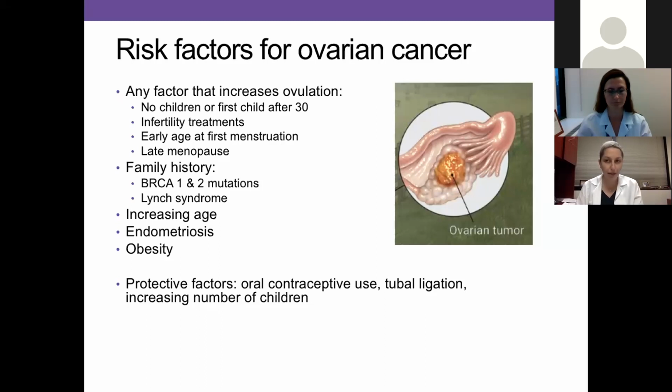There are certain genetic mutations such as a BRCA1 or 2 mutation, which you may have heard of in the news. I know Angelina Jolie brought BRCA mutations very much into the public eye a few years ago. Increasing age, endometriosis, and obesity are also risk factors for ovarian cancer. There are a few protective factors, such as using oral contraceptive pills, having your tubes tied, and increasing the number of children.